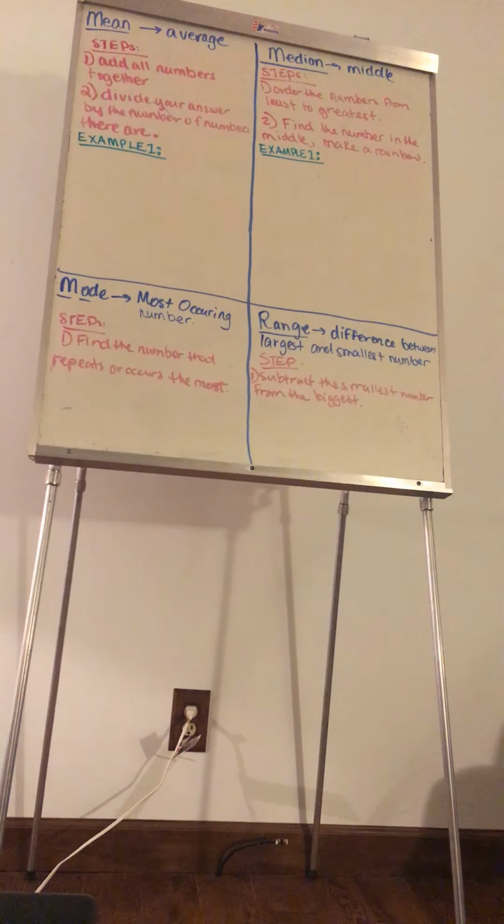Okay, so example is, we have the numbers 5, 9, 3, 6, and 2. So step 1 is order them from least to greatest. Actually, let me move this down a little bit. I have 2, 3, 5, 6, and 9. I've got 5 numbers here, okay?